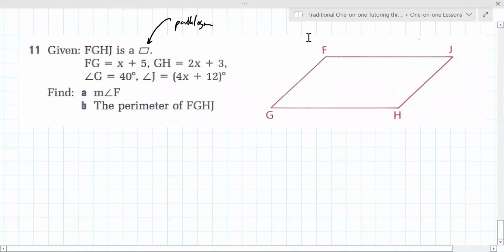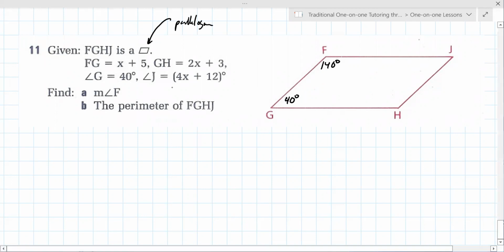I think this is a parallelogram. Just double check that your book uses that notation. Yeah, that looks right. Okay. I'm surprised they'd ask you for letter F. But so this is 40. So this is 140 degrees because they're same side interior. They add up to 180.